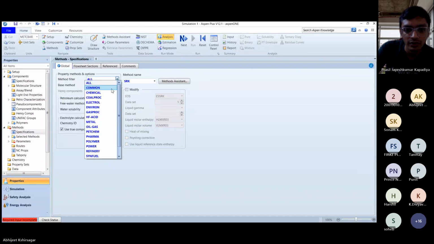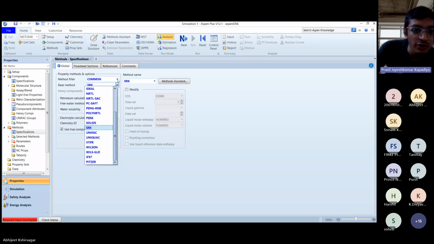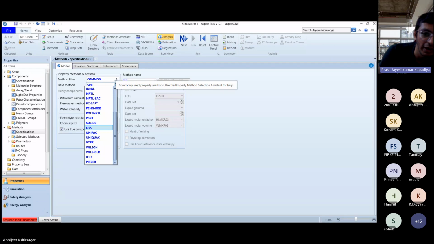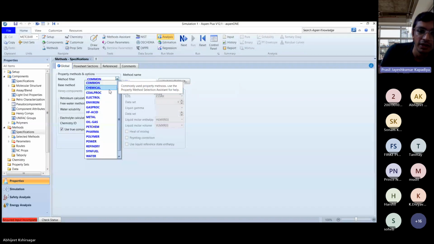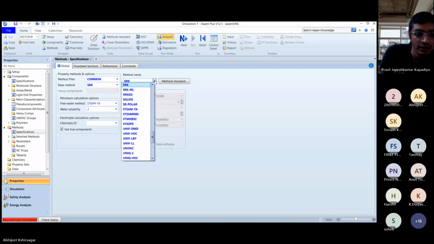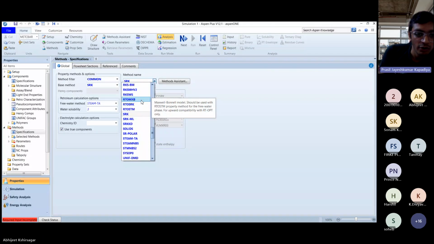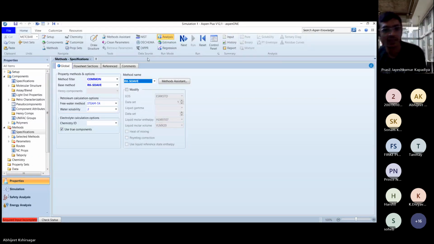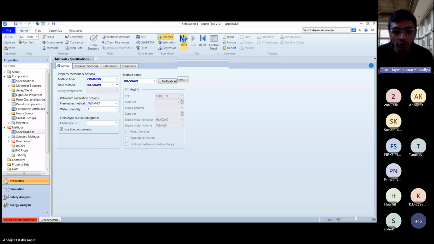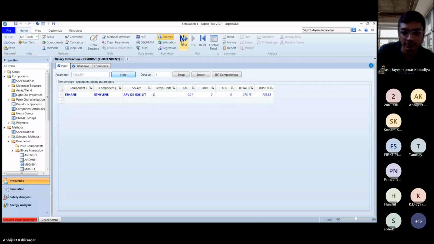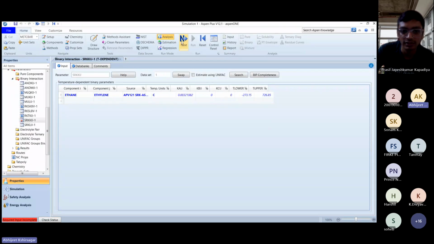It won't be under the base method. Go for the method name, there you will find it. Not in base method. Okay, make that. Yeah, RK-Soave. Okay, you have added components, right? Ethane and ethylene. Yes, I have it.